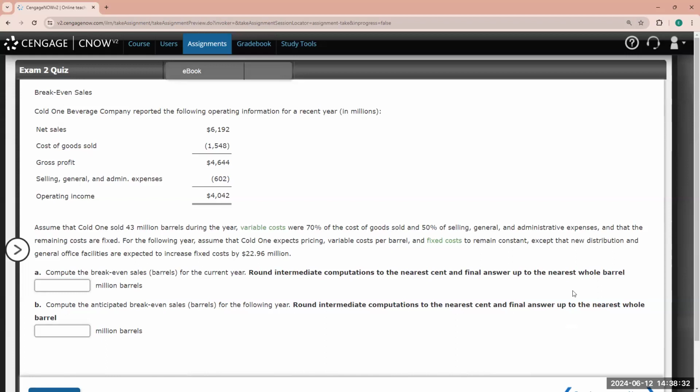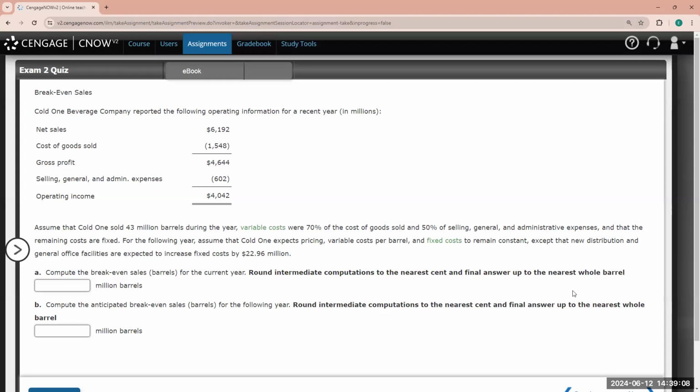All right, so this brings us to our next problem, and this deals with the break-even sales. So here we see Cold One Beverage Company reported the following operating information for a recent year in millions. We have net sales of $6,192,000, cost of goods sold of $1,548,000, gross profit of $4,644,000, selling, general, and admin expenses of $602,000. And we have operating income of $4,042,000.